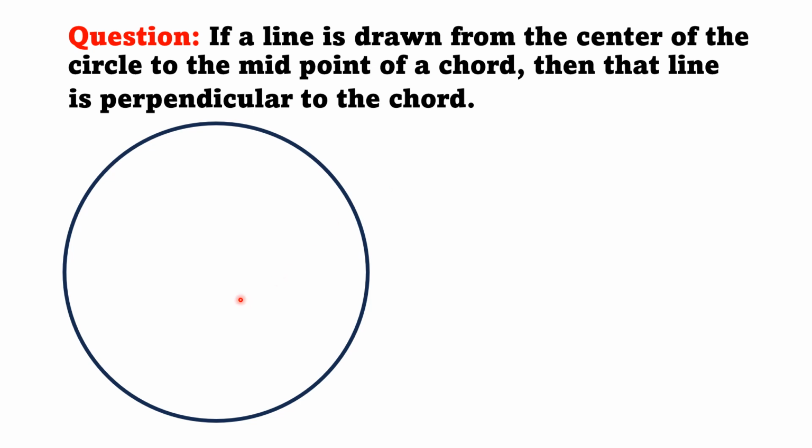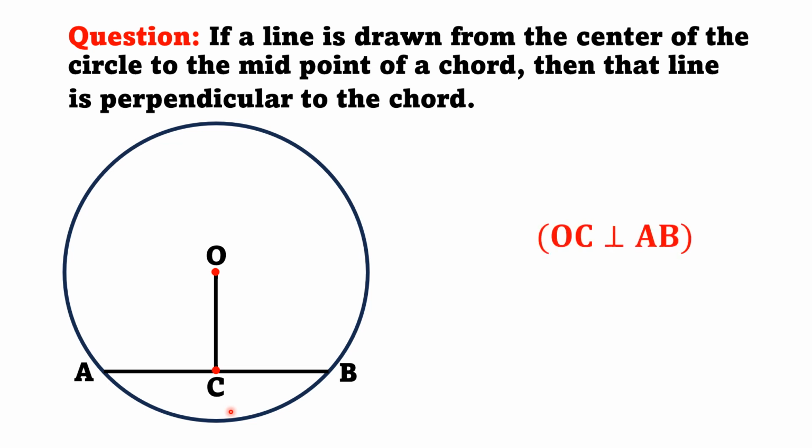Let this be the circle with center at point O. If we have a chord AB and C is the midpoint of this chord, and OC is the line from the center of the circle to this midpoint, then we have to prove that line OC is perpendicular to line AB. Let us move towards the solution.